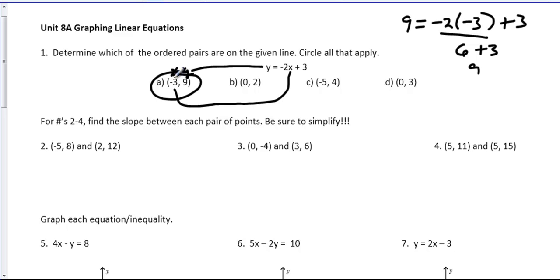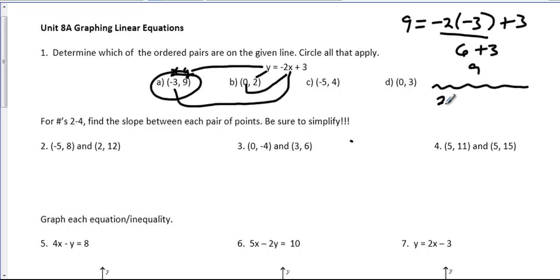So A is one of the solutions. Now you'll notice it says circle all that apply. That's the same idea as selecting all. You've got to be aware that there could possibly be more than one answer. So we're going to repeat that process the same exact way. I'm going to put the 2 in for y, and my 0 in for x.